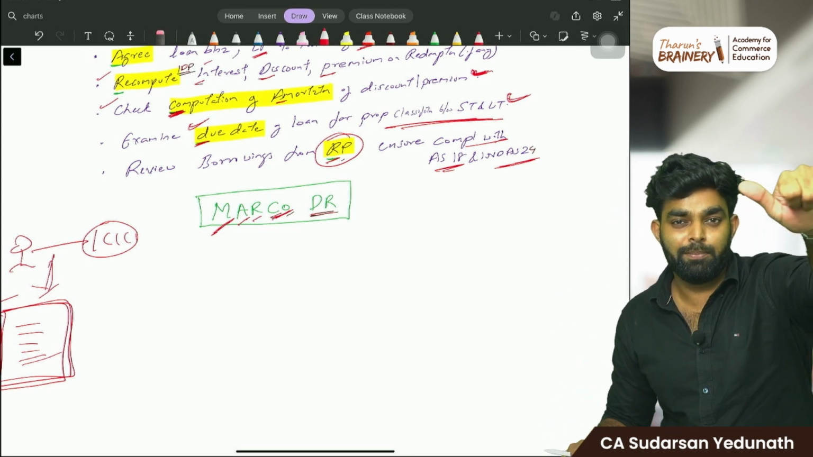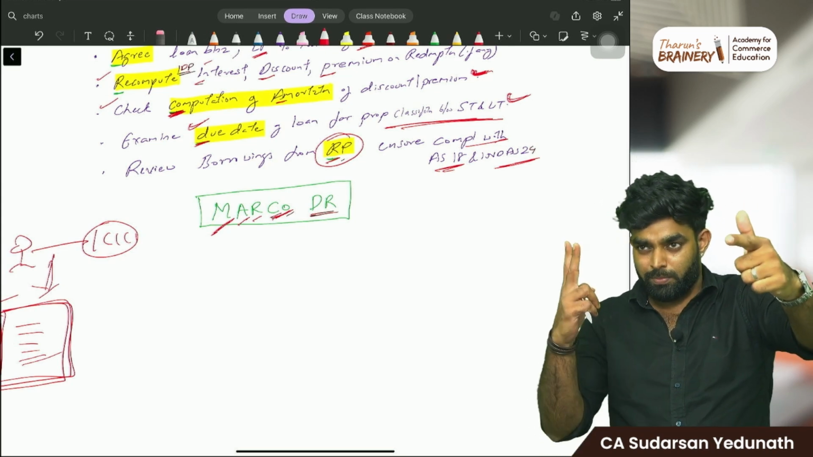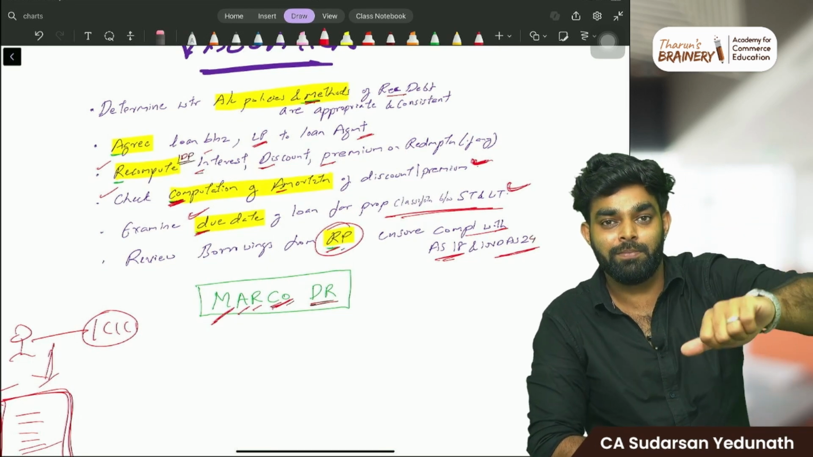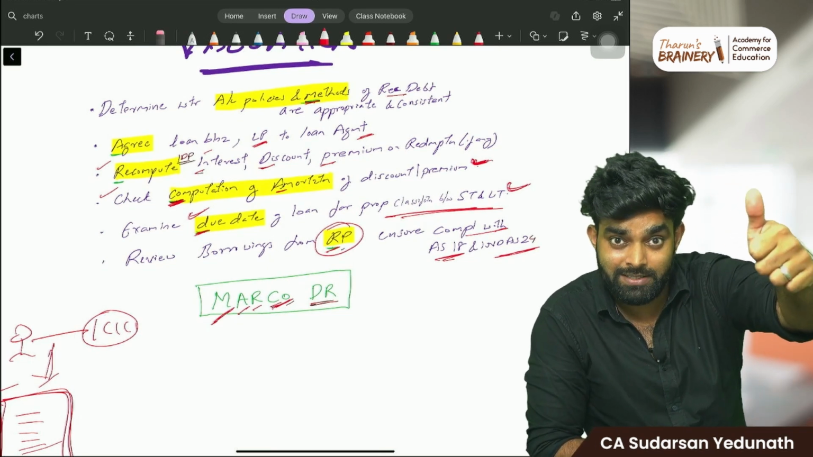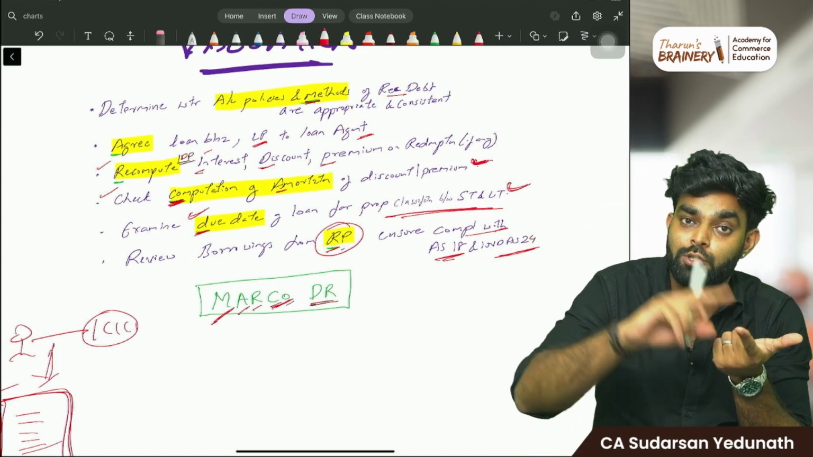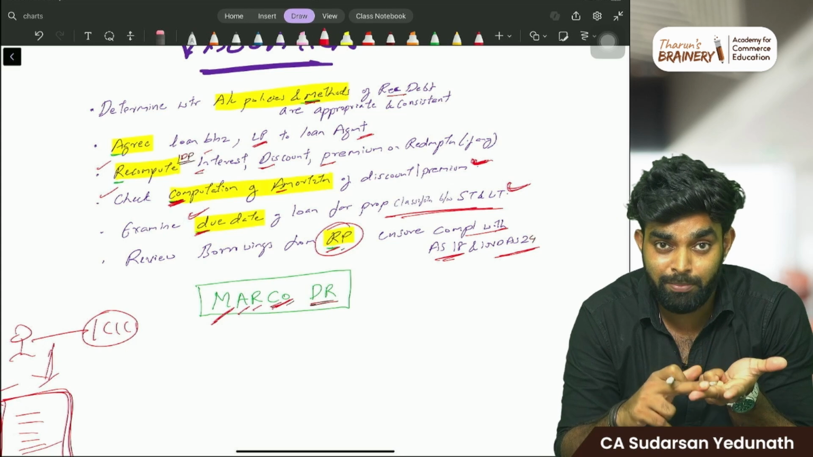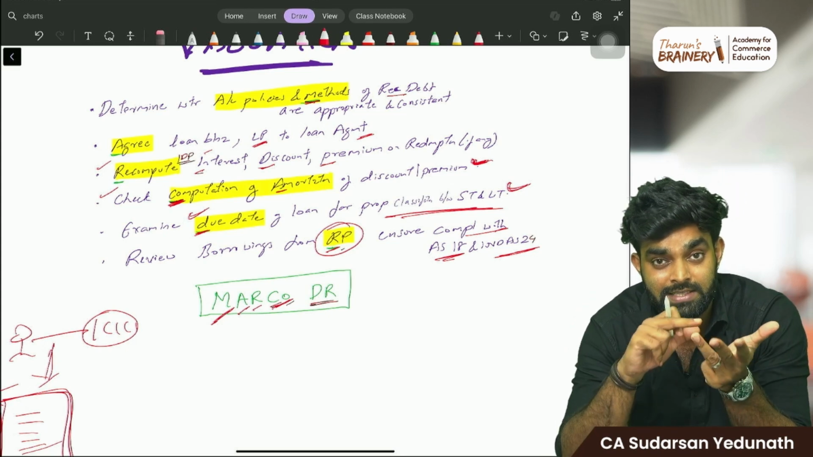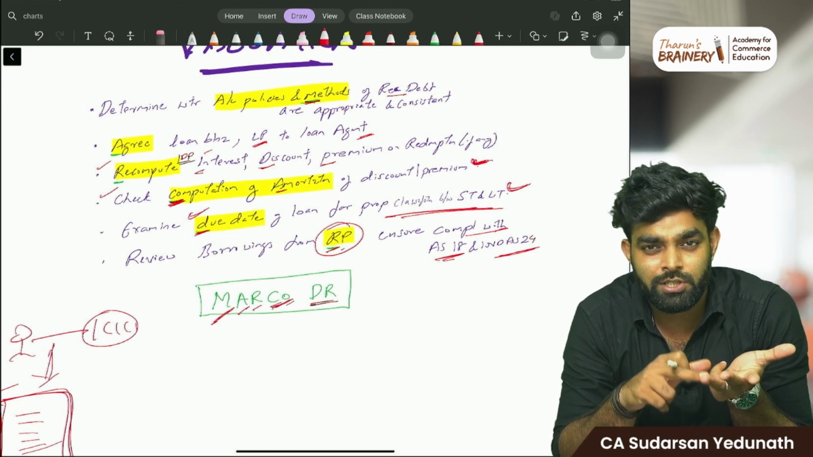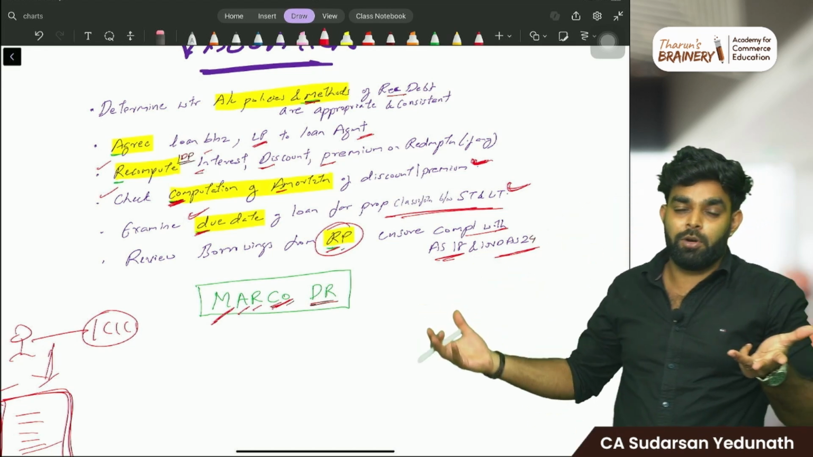MARCO, DR. M means methods and policies. Accounting methods and policies are consistently applied. A, agree the loan payable balance to the loan agreement. R, recompute IDP, interest, discount, premium on redemption. C, computation of amortization, computation of amortization of discount. You have to check the computation of amortization.